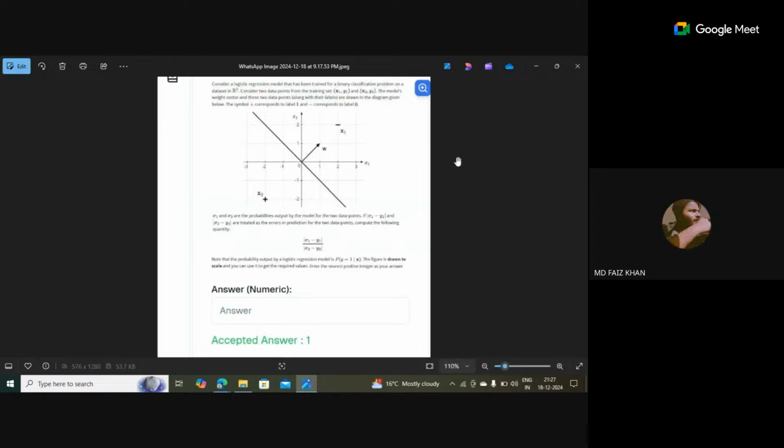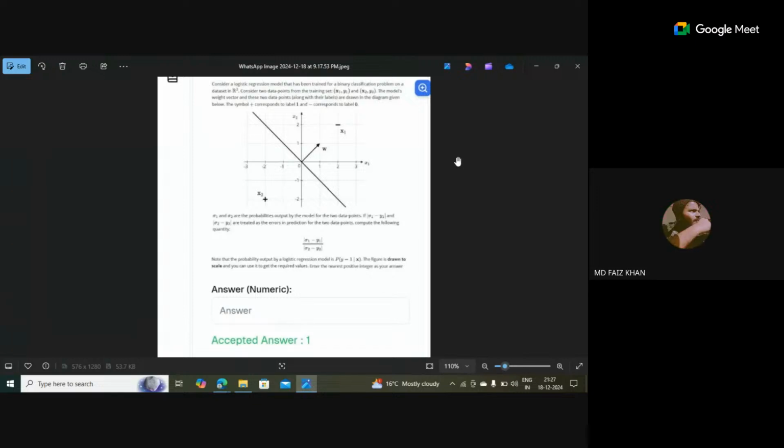Sir, but the label of y1 would be -1. Y1, the label of x1 you mean? Yeah, the label of x1 is -1 and the label of x2 is positive. And what about y1 and y2? Y1 and y2 are the true labels. So labels are in 1 and 0. That means the value of y1, the label of data point x1, is 0, while the value of y2, the label of data point x2, is 1, because it is given in the last line of the first paragraph: the symbol plus corresponds to the label 1 and the negative corresponds to the label 0.